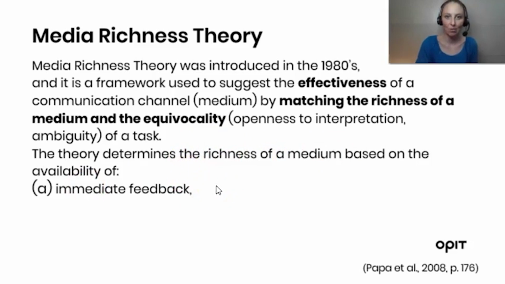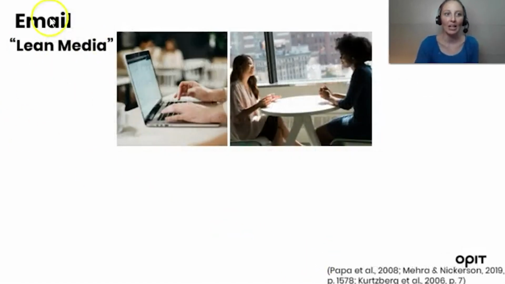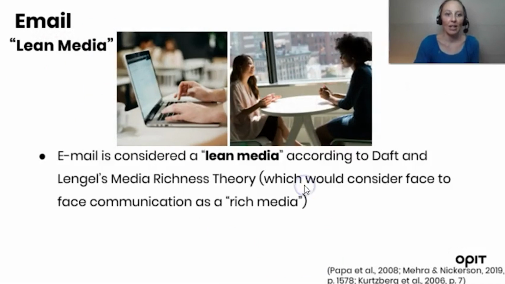So in face-to-face communication, you're able to get an immediate yes or no, look at their face and determine whether they're agreeing or not. You can have that immediate feedback rather than waiting for a reply email, for example. Multiple cues, body language, tone would provide multiple cues and add to the medium's richness. Language variety and personal focus. So according to this theory, email ends up being a lean media, whereas face-to-face, for example, would be considered a rich media.